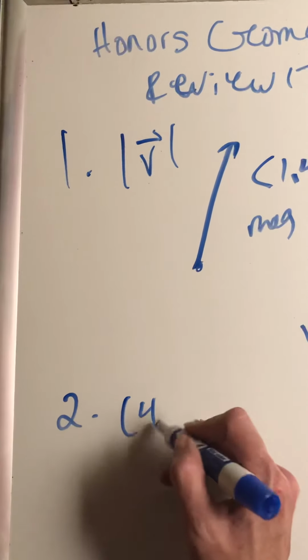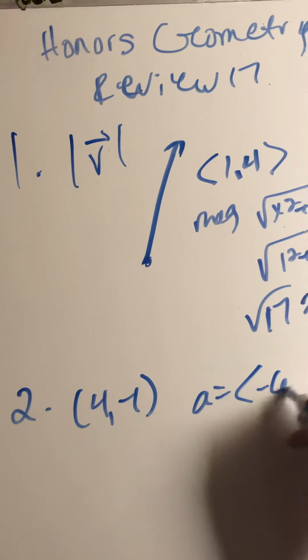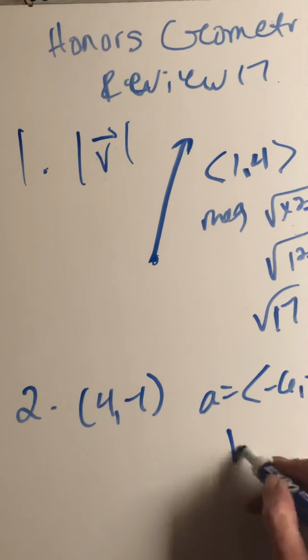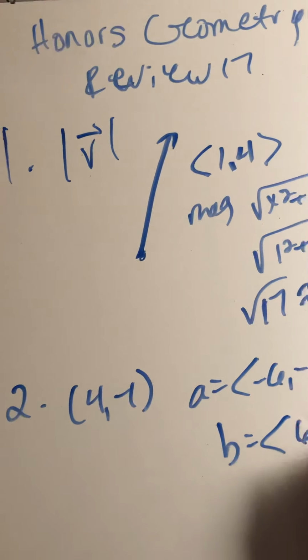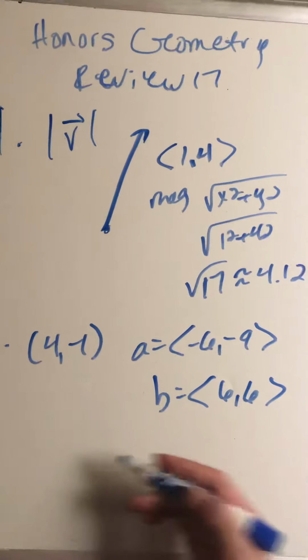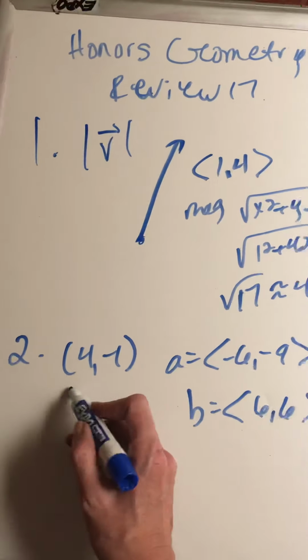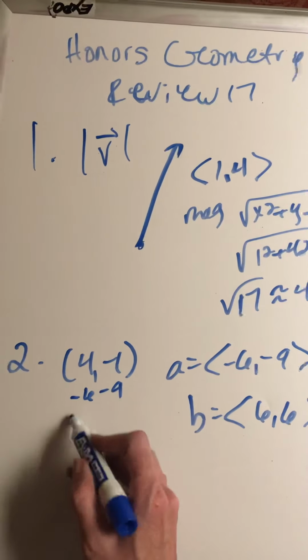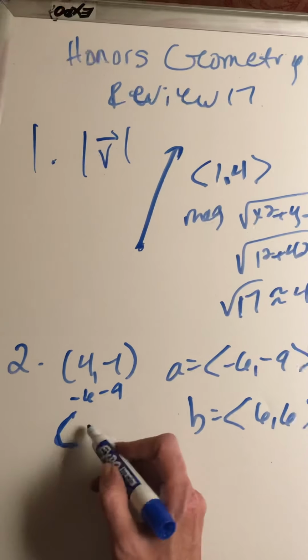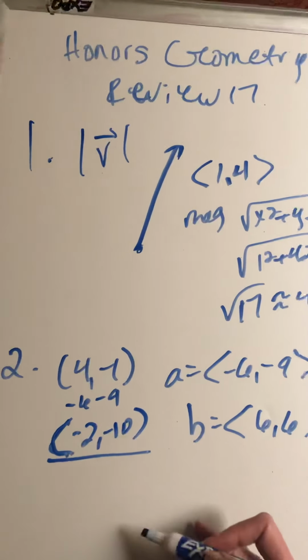Then on number 2, you've got a car in an animated cartoon that will move from point 4 comma negative 1 along the translation A and B. We want the two positions of the car. If I take 4 comma negative 1 through this, I'm going to subtract 6 and subtract 9. So the new point is negative 2 comma negative 10. That's one of the answers.